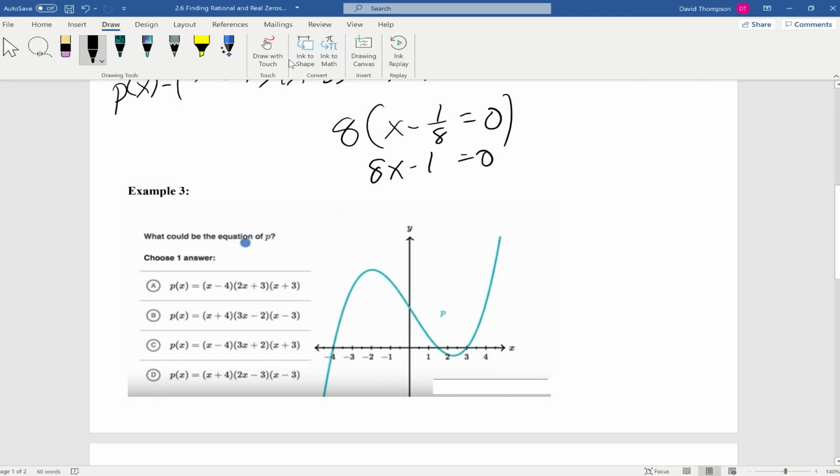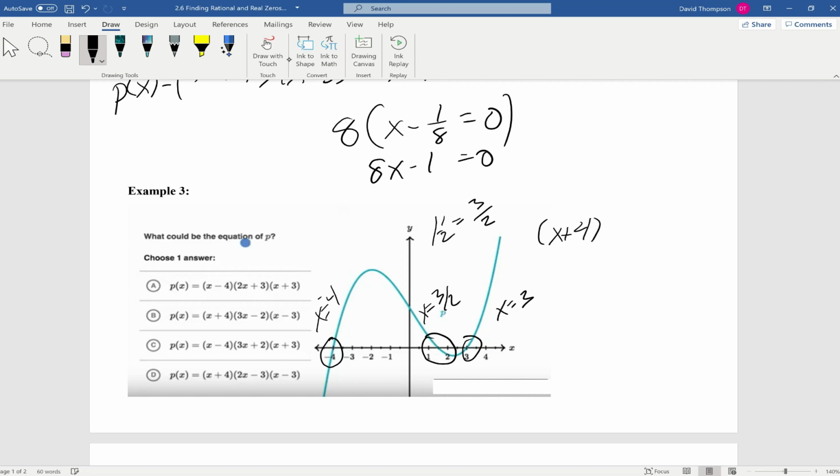Example 3. What could be the equation of p? So we have this graph here. We have a zero at negative 4. We have a zero that looks to be about 1.5, so we can say that's x equals 3/2, because 1.5 is equal to 3/2. And we have another zero at x equals 3. So the easy ones to handle are going to be the x equals negative 4. So we just rewrite that as x plus 4.